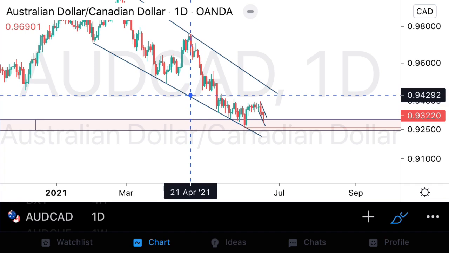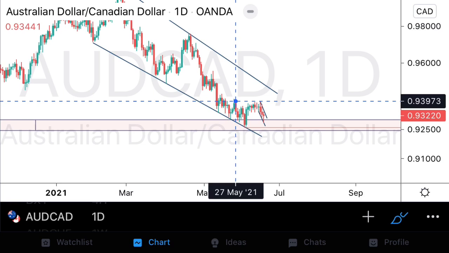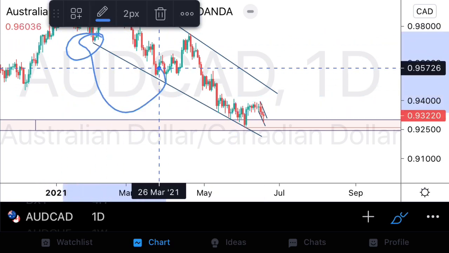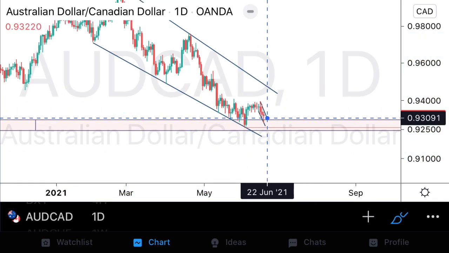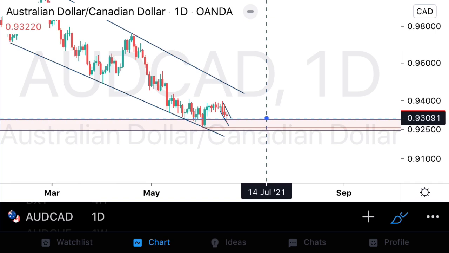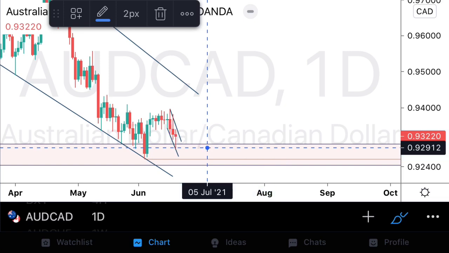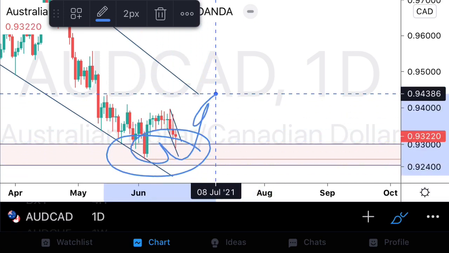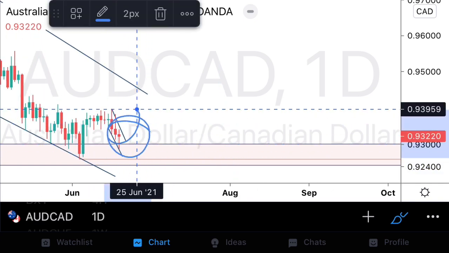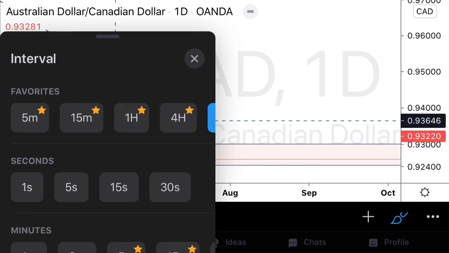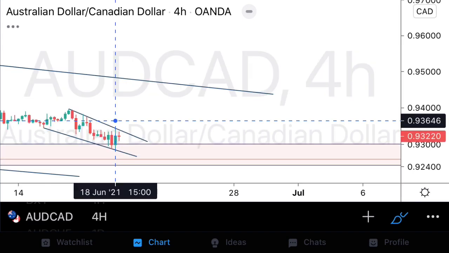So looking at this corrective structure that comes down towards support, what we can see is that this is a multi-touch structure. So we do have our first touch, second touch there, and we are currently at the third touch of this structure. So what we can see from a daily perspective is that we already have a nice bullish engulfing candlestick from our higher time frame support structure. What we can also see is nice wick rejections from last week Friday. Now let's jump down onto our H4 and we'll begin to start isolating our structure.